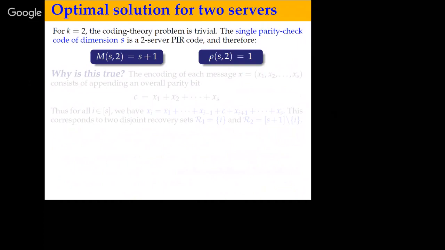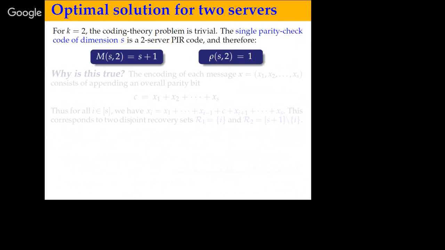And what I'd like to tell you is that this coding theory problem is very, very easy when k is 2. K was the number of servers in the original protocol. That's our parameter. So 2 is the smallest value, and then the problem becomes trivial. So here are the values of m and rho for the special case when k is 2. All I need to do is add one more bit. So m of s, 2 is just s plus 1, and rho, therefore, is 1.